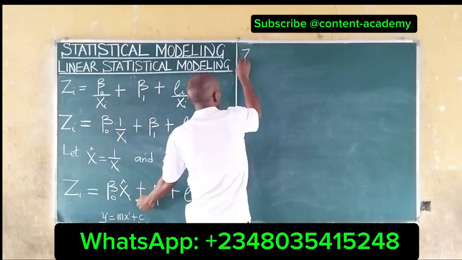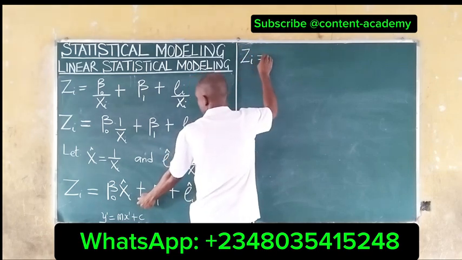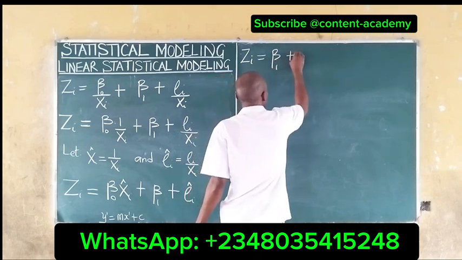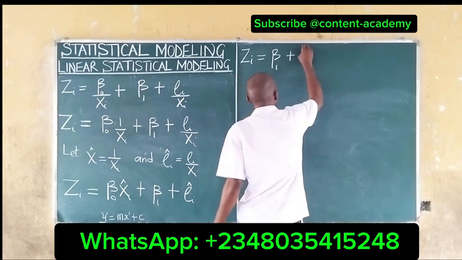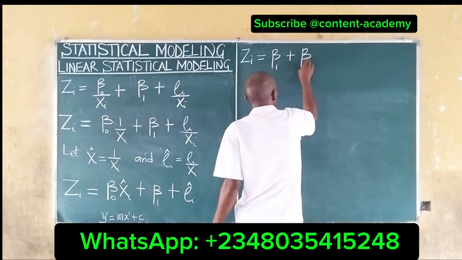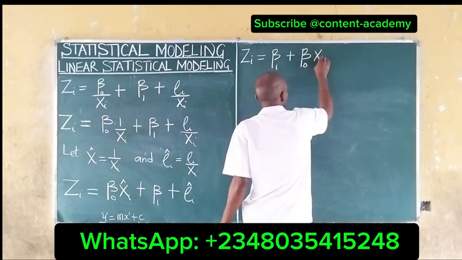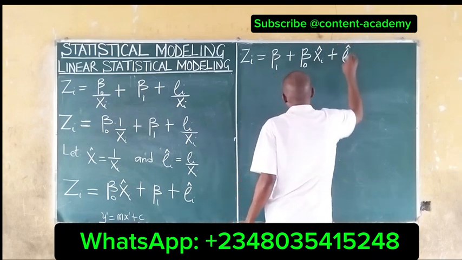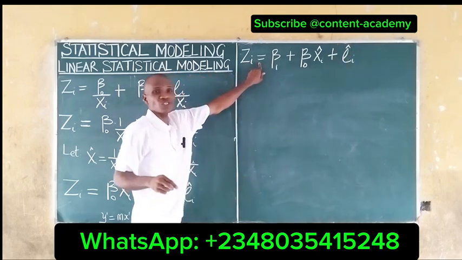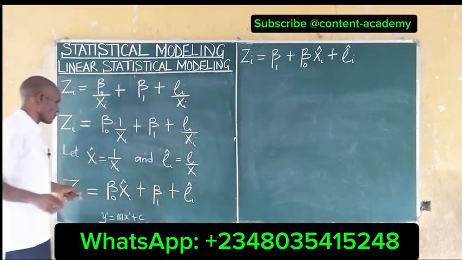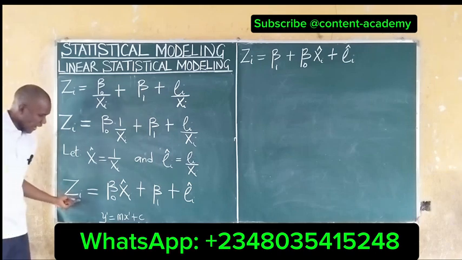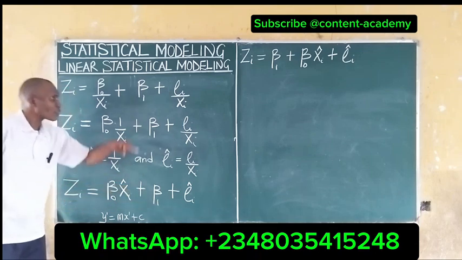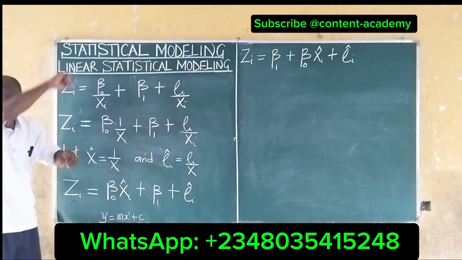Also, we can write our z to be b1 plus b naught x_i bar plus e_i bar. So this is our linear relationship for what was given to us between z_i and x_i, and b naught and b1. So this is the linear relationship.